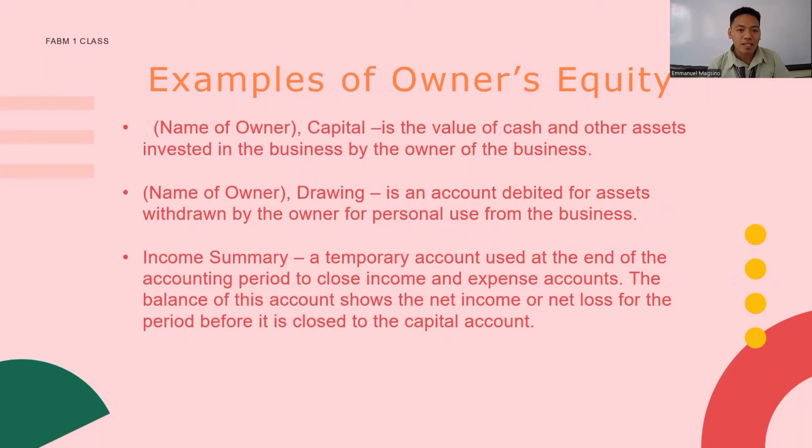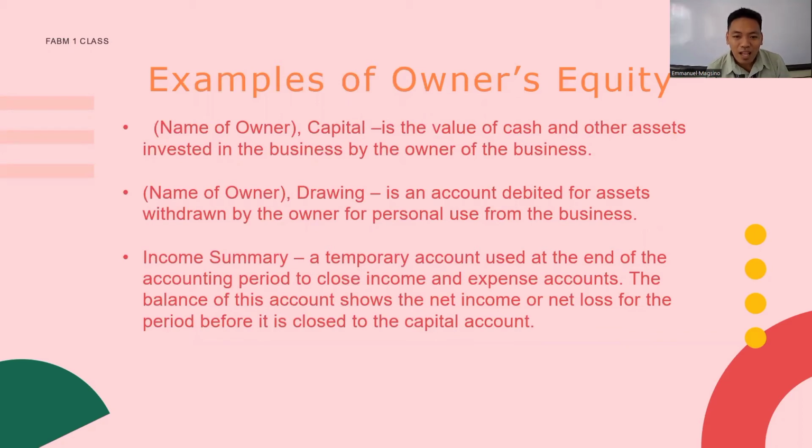So we have the examples of the owner's equity. We have name of the owner, capital, it is the value of cash and the other assets invested in the business by the owner of the business. So example, Yambao Capital. So we have the name of owner, drawing. This is an account debited for assets withdrawn by the owner for personal use from the business. So we have, for example, Unanan drawing. So name siya as dun sa apelyido. Okay?